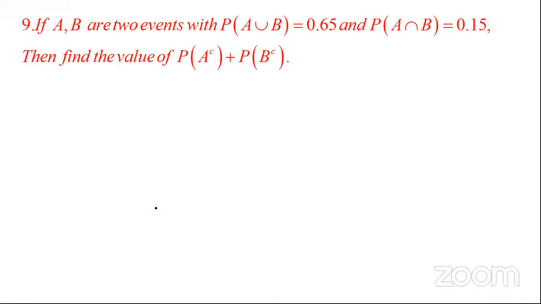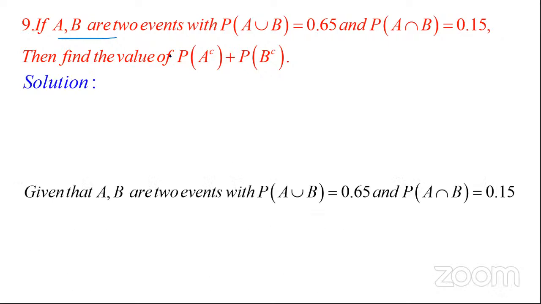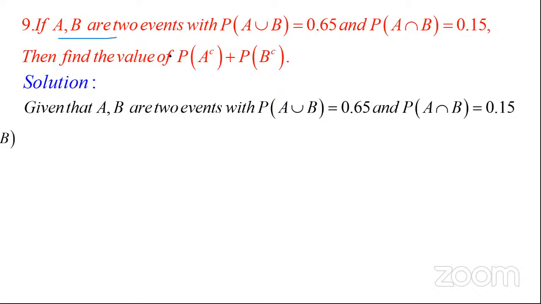So next question: if A and B are two events with P of A union B equals 0.65 and P of A intersection B equals 0.15, then find the value of P of A complement plus P of B complement. So here two events are given, P of A union B is given and P of A intersection B is given. We have to find P of A bar plus P of B bar, that is P of A complement plus P of B complement. We have to find this value.